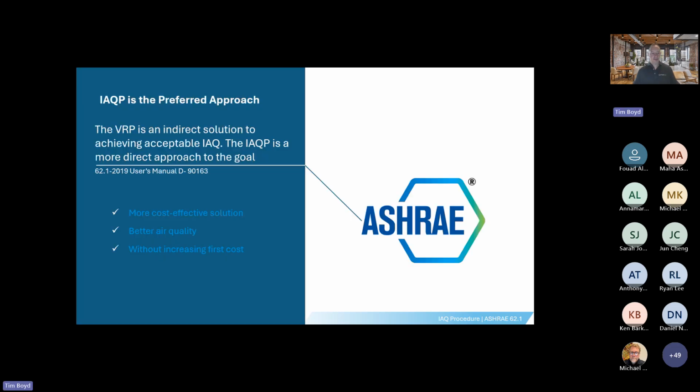If you were to open up the 62.1 2019 user manual, you'll notice this exact statement: the VRP, or the ventilation rate procedure, is an indirect solution to achieving acceptable IAQ. The IAQP is a more direct approach to the goal. So the question you can ask when you read this is, what do they mean that it's an indirect solution, and what do they mean that it's a more direct solution?